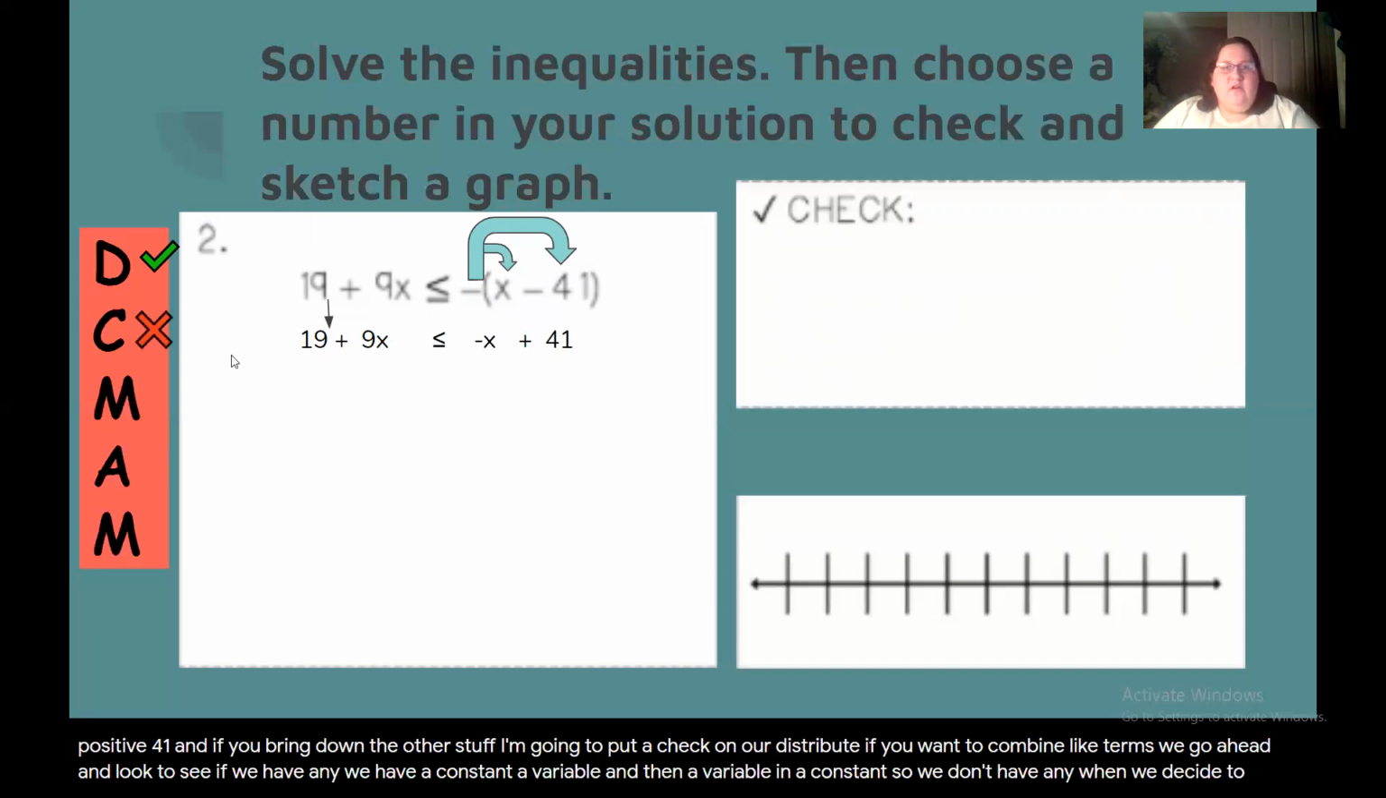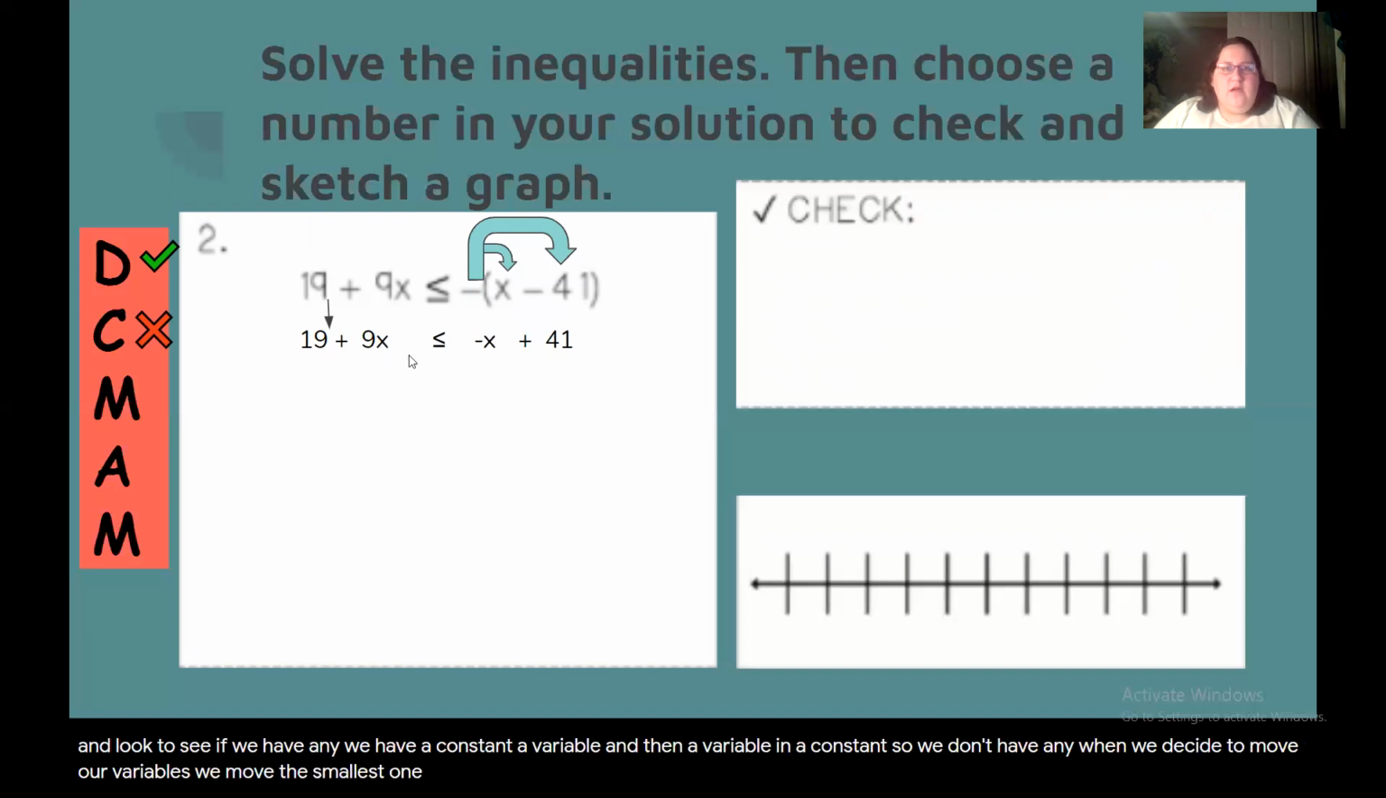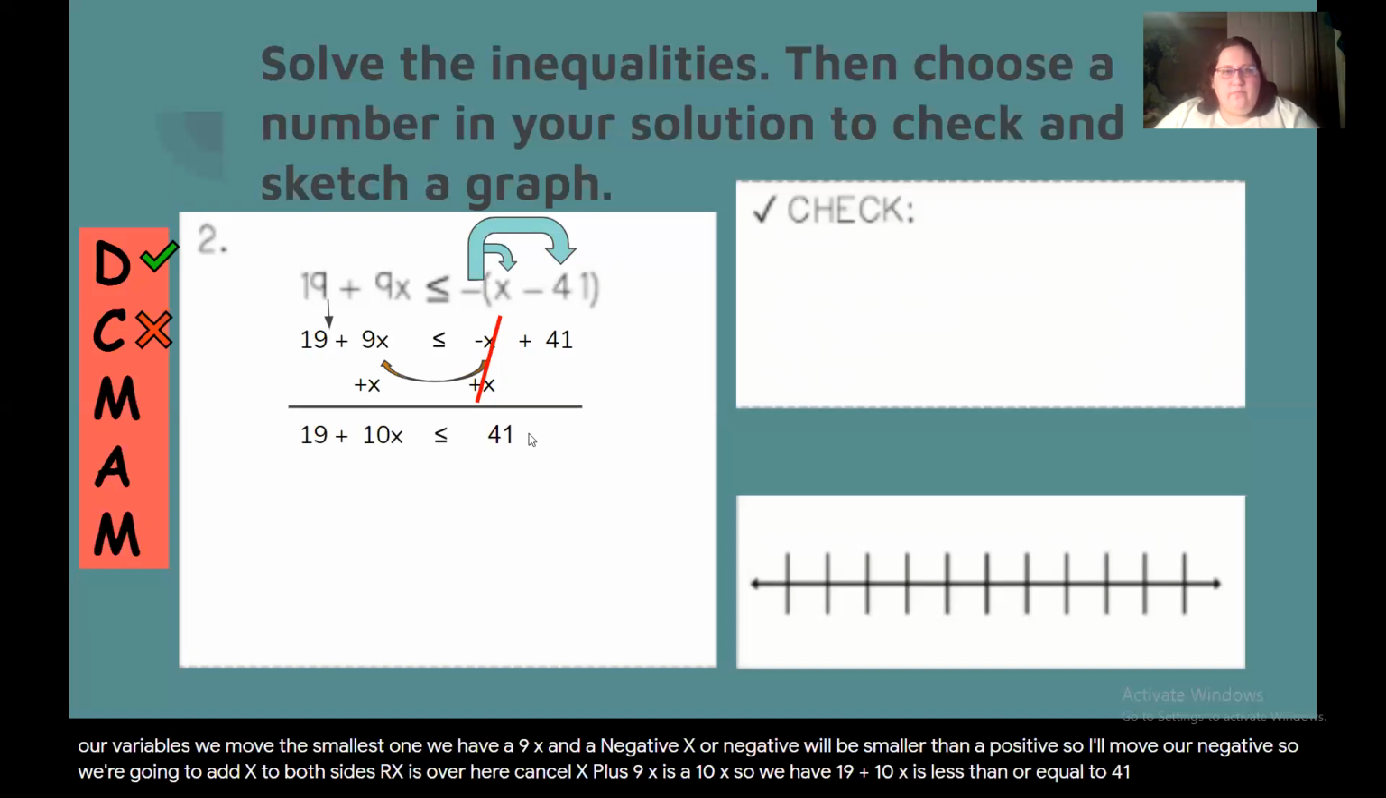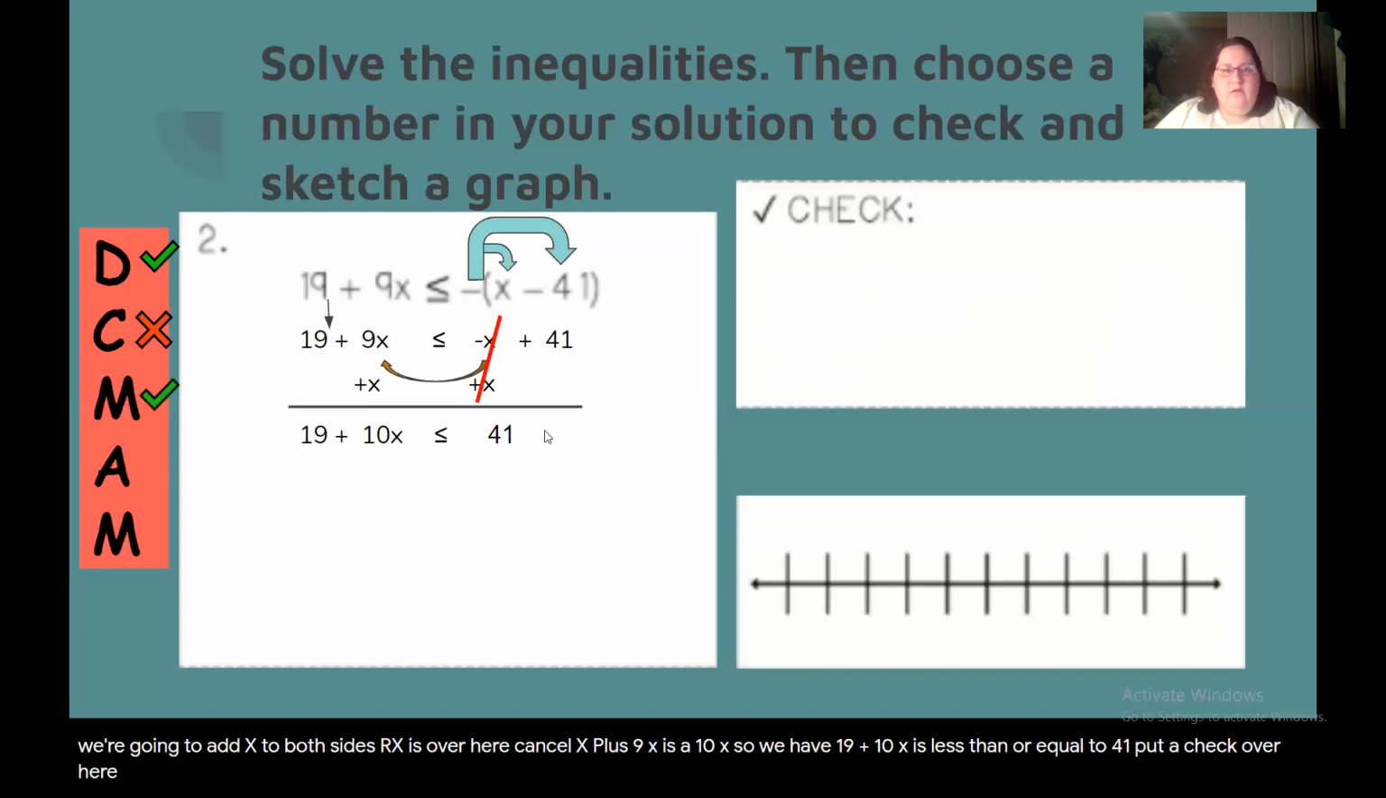When we decide to move our variables, we move the smallest one. We have a 9x and a negative x. Well, our negative will be smaller than a positive, so we'll move our negative. So we're going to add x to both sides. Our x's over here cancel. x plus 9x is a 10x, so we have 19 plus 10x is less than or equal to 41. Put a check over here.